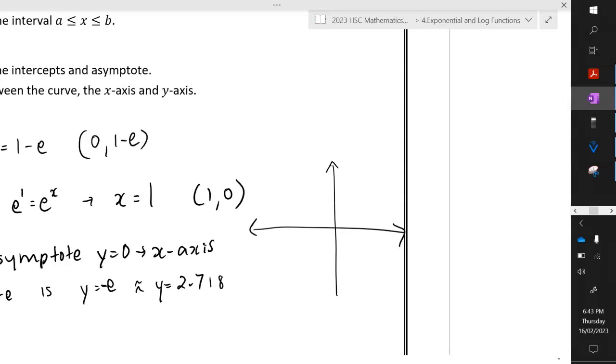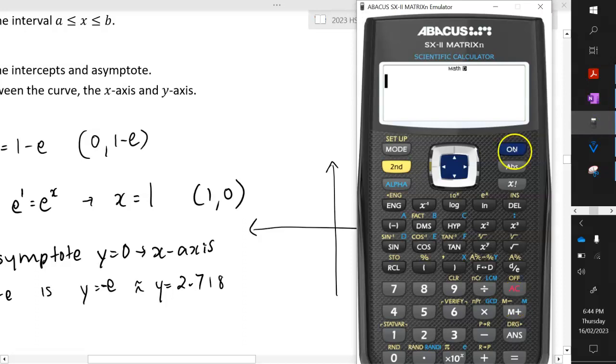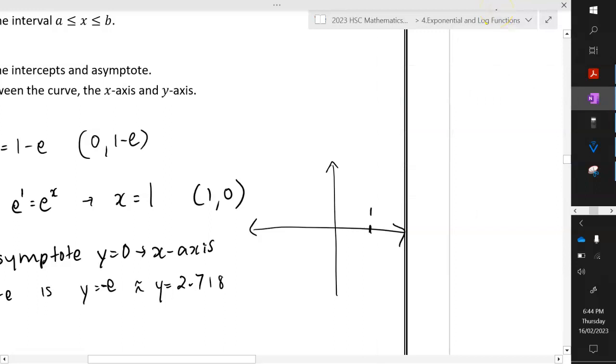Okay, so we know that we were going through 1 here. We know that we were going through 1 minus e. If you're not sure what that value is, let's just pop it in there, but it's 1 minus our e, which is minus 1.71. So we're down here at 1 minus e. That's 1 minus e if that's 1. So it's a little bit past it. It's moved down.